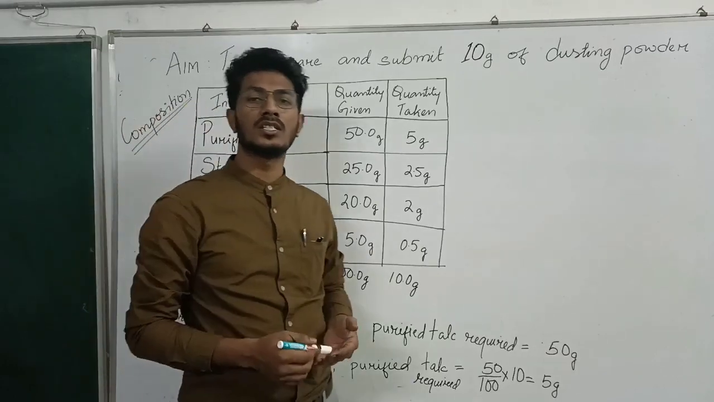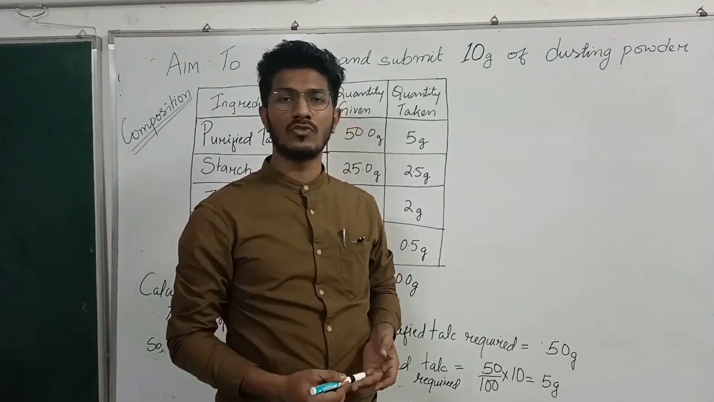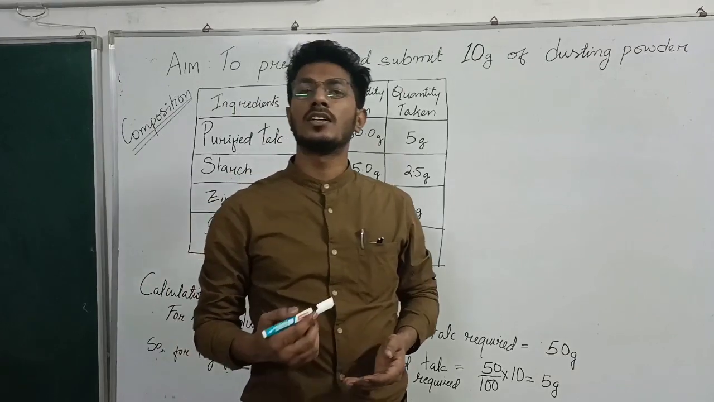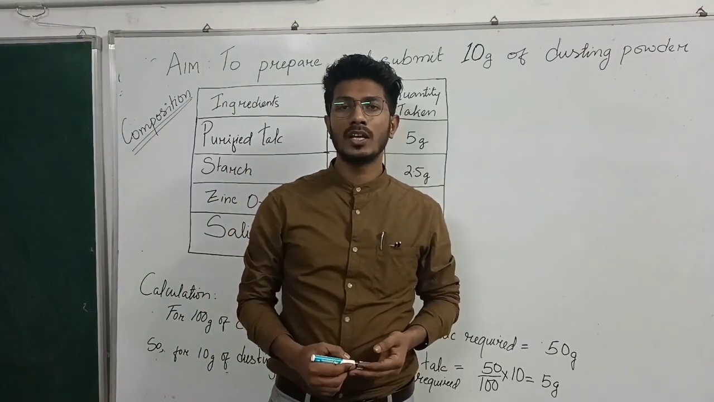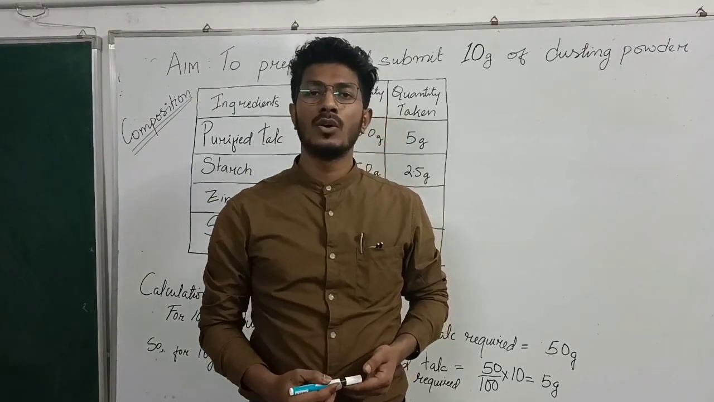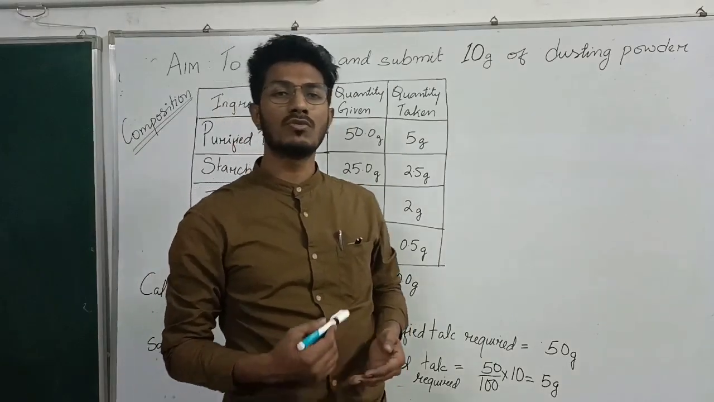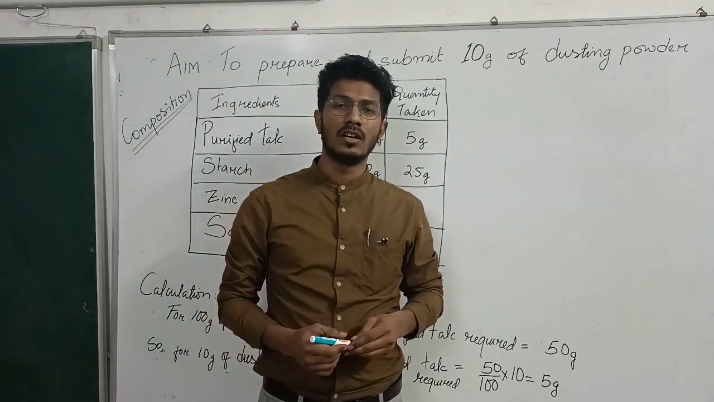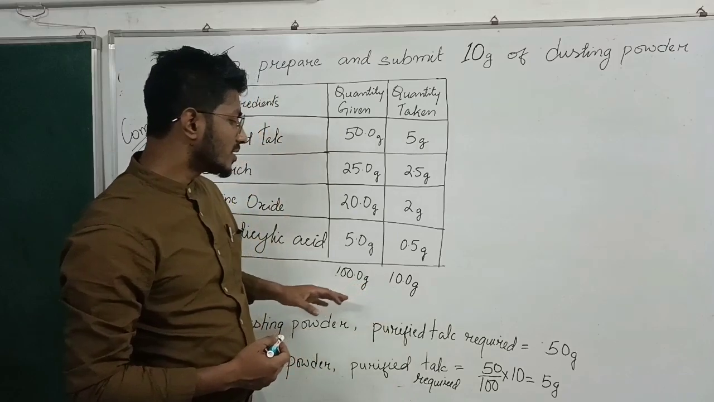Along with that, what is a dusting powder? What is a powder? What kind of dosage form is it? Besides that, what is the container condition that should be maintained? What should be the storage condition? What are the labeling instructions that should be strictly mentioned on the container? Besides that, what are the sieve numbers that are used?